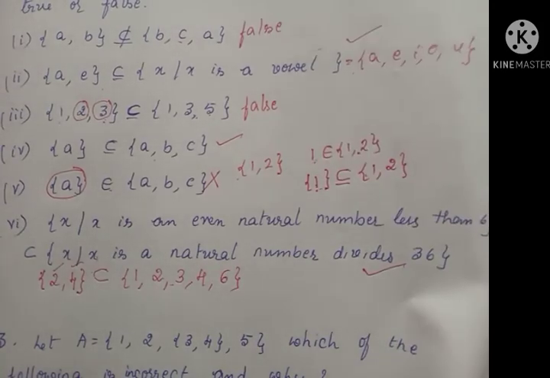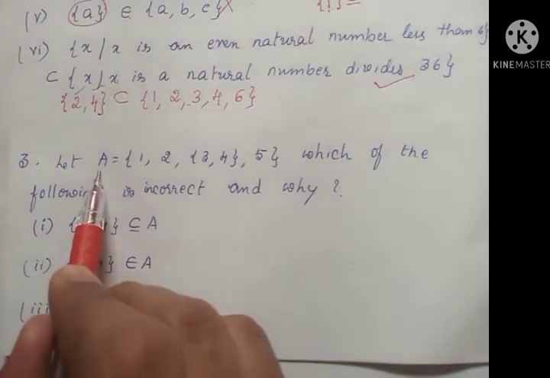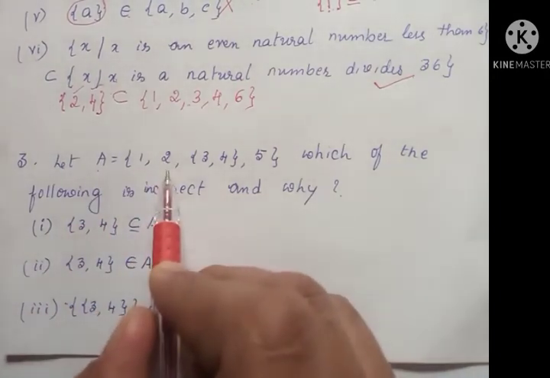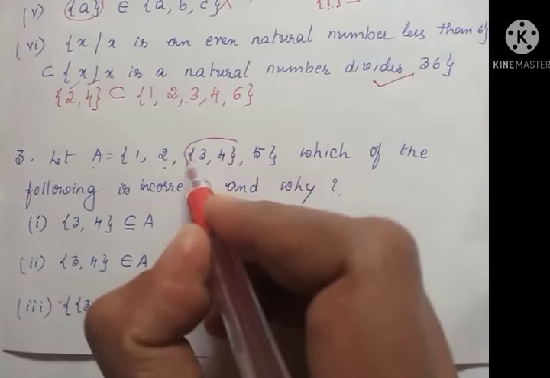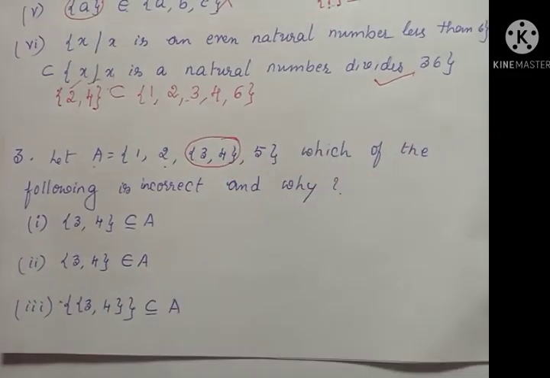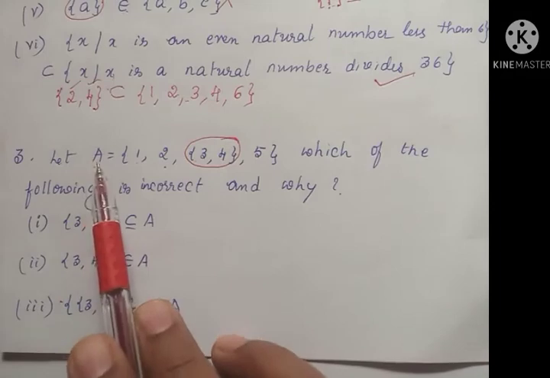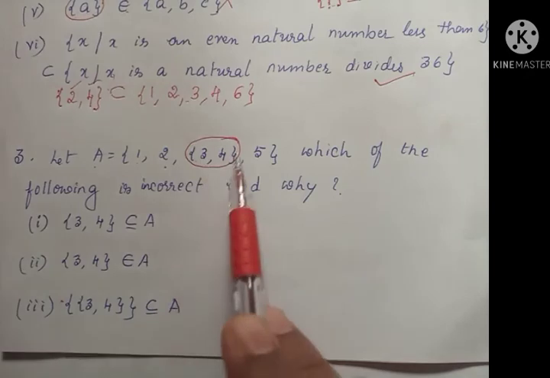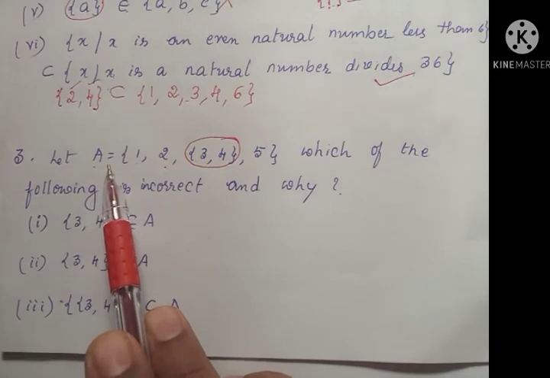Let's see one more. Let A be a set having the elements 1, 2, and one more element, which is the set having the elements 3, 4. This together we consider as one element. The set having the elements 3, 4 is an element of A, and 5 is an element of A. So 1, 2, 5 and this set are all elements of A. We read it like this.